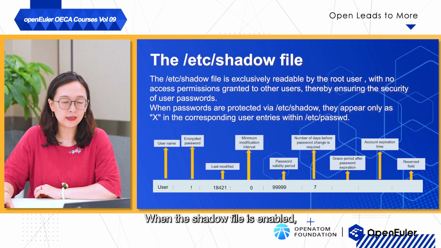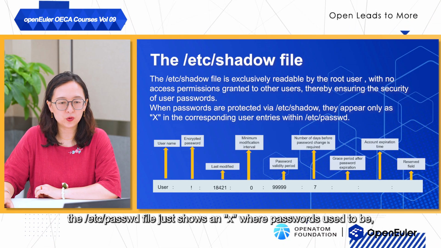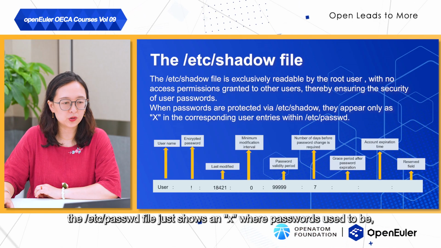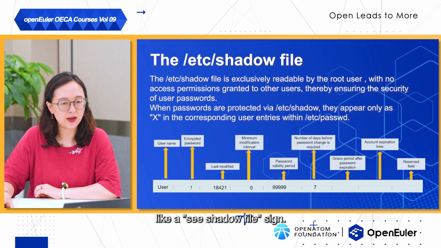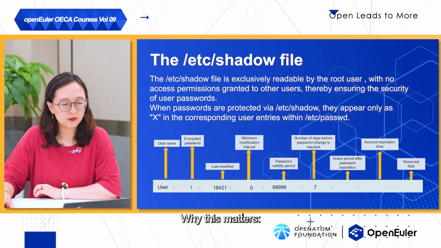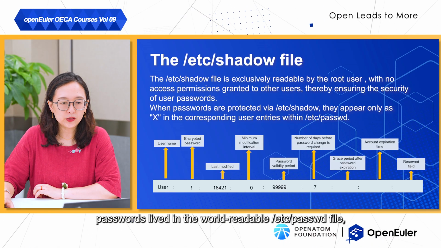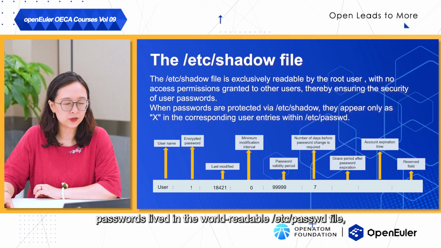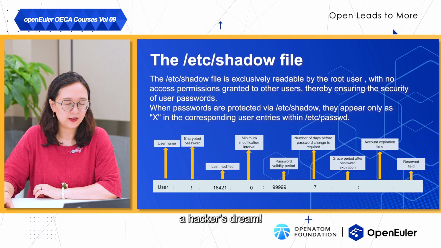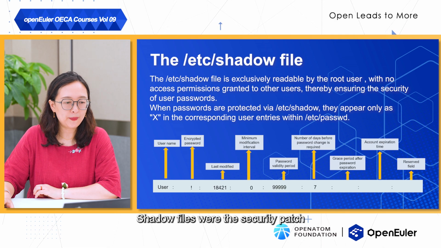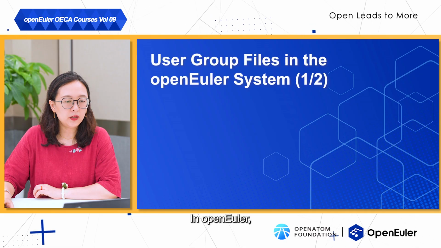When the shadow file is enabled, the /etc/passwd file just shows an x where passwords used to be, like a shadow file sign. Why does this matter? Before shadow, during the 1970s to 1980s, passwords lived in the world-readable /etc/passwd file, a hacker's dream. Shadow files were the security patch that saved Unix and Linux authentication.